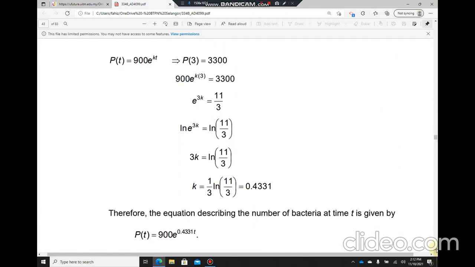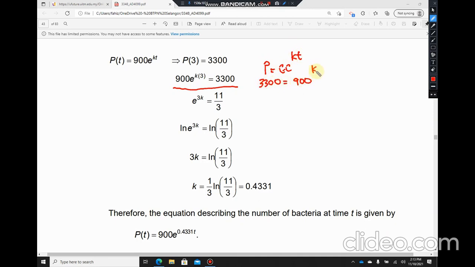Yang ni, solution dia kat sini. Okay, so tadi kan saya kata 900. Okay, macam mana dapat yang ni? Yang ni lah daripada tadi. P sama dengan Ce^(kt). Okay, P 3300, C 900. And then k tak tahu, kat sini t 3. Okay, next yang ni. 900 bawa ke sini, 3300 divide by 900 equals to e^(3k). Okay, this one, after you simplify, you will get 11 over 3 equals to e^(3k).